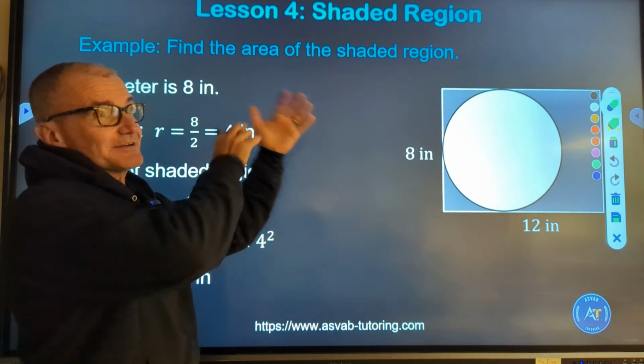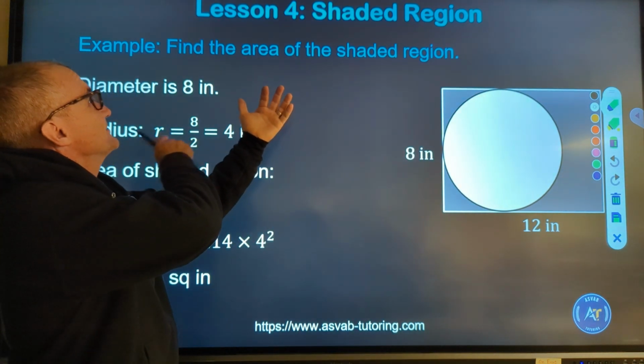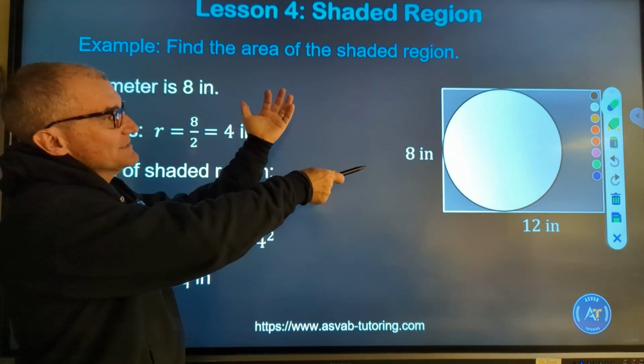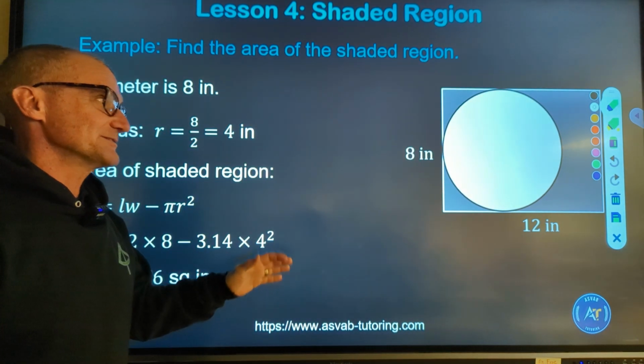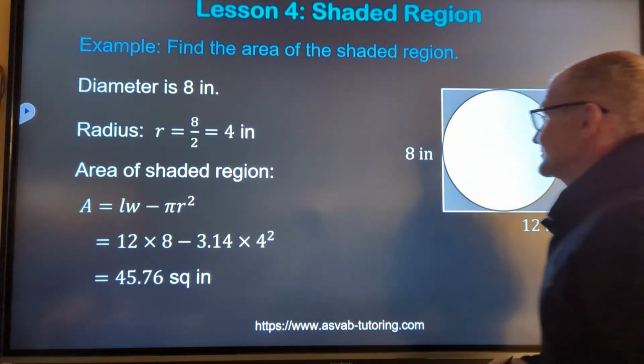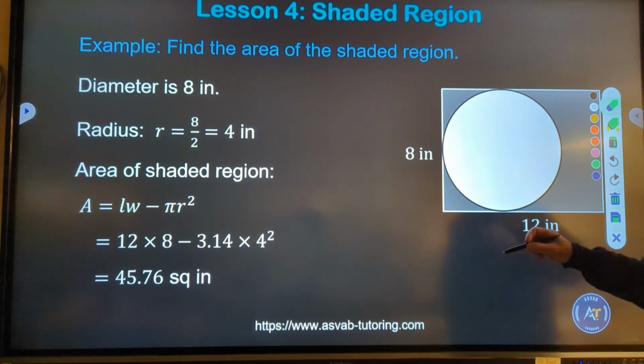Here's a good problem right here. I'll cover it up. Pause the video, go ahead and do this problem. Find the area of the shaded region. Unpause the video and then watch how I go through it. So what I would do to start with on this is I would break this thing up and figure out what you could figure out.